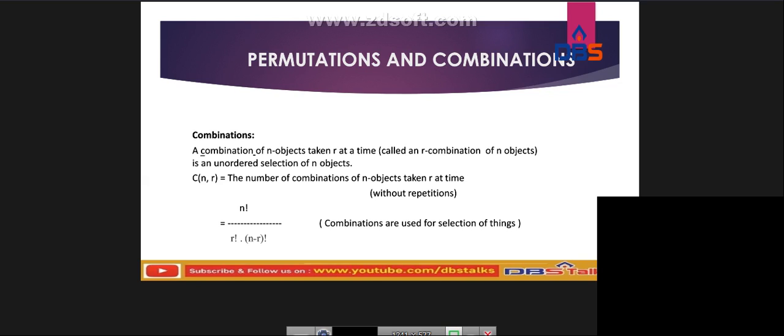A combination of n objects taken r at a time is called an r-combination of n objects, an unordered selection of r objects. C of n comma r, the number of combinations of n objects taken r at a time, is n factorial by r factorial into n minus r factorial.